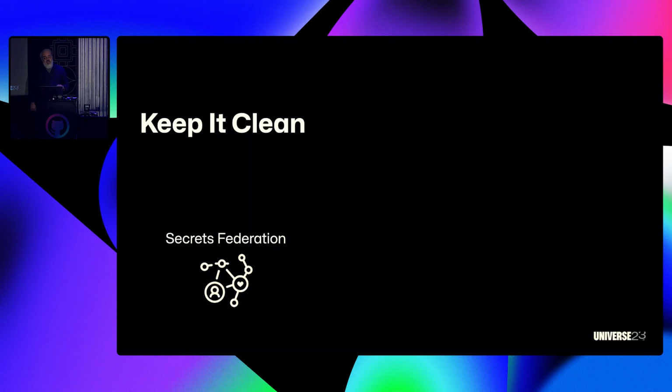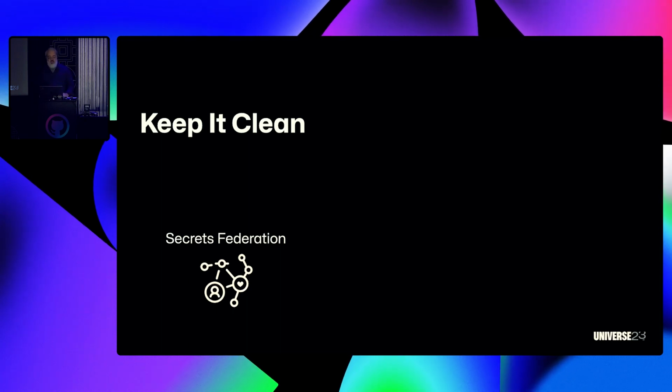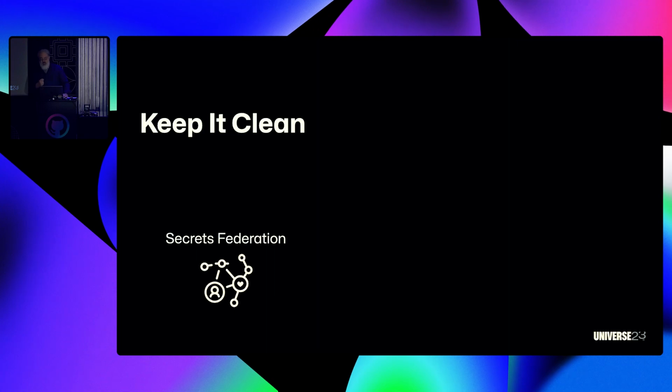When we first introduced actions and repo secrets and org secrets, we had problems with the fact that secrets on GitHub are write-only. One of the difficulties of storing secrets into a write-only system is that when you encounter a leaked credential, it can be difficult to determine which of your secrets may have been using that credential.